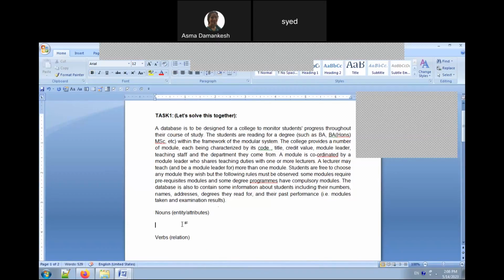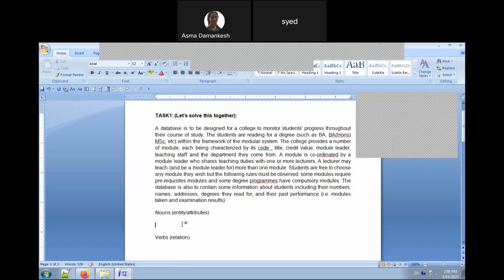A database is to be designed for a college. So shall I put a database here, or is this generic information? It's generic, so we'll leave it. To be designed, again, designed is a verb, but it's just describing what we need to do. It has nothing to do with ERD.